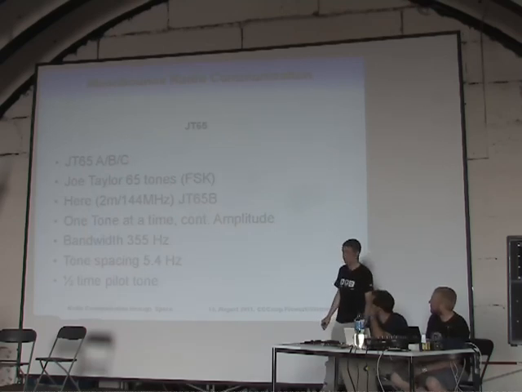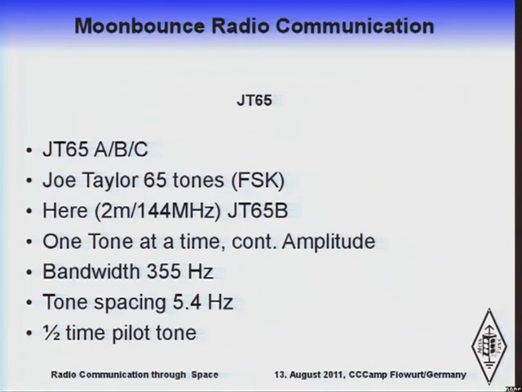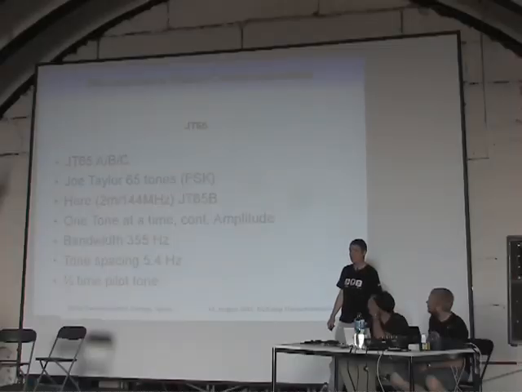And yeah, that's exactly the same as JT65 is doing. So 65 is for 65 tones. It's frequency shift keying. And on 2 meters, we are using JT65B. 2 meters or 144 megahertz is the frequency we are transmitting and receiving. And it's one tone at a time with a continuous amplitude. That makes it easier for power amplifier designing and receiving. So you have got a constant tone that's only changing in the frequency.